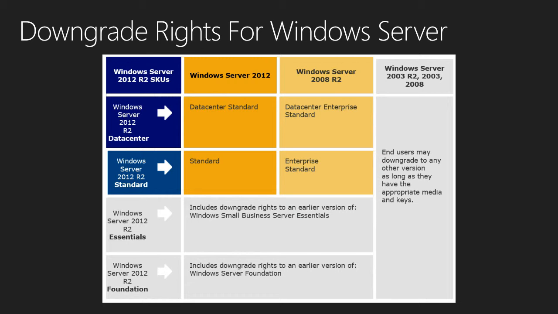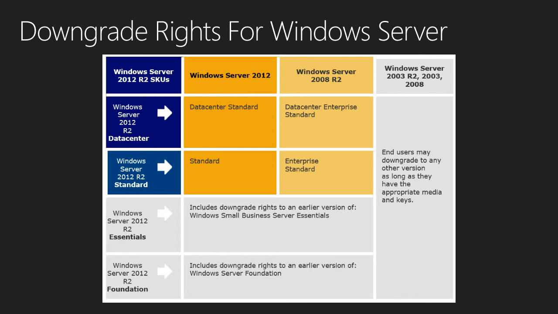So first up, if we take a look at some of the examples that we've got here around where you're starting from and where you can go to, a lot of these are fairly self-explanatory. So if we just focus on the Windows Server 2012 R2 data center and Windows Server 2012 R2 standard, so effectively the blue boxes, and then move into the orange and the lighter orange boxes, you'll see that with data center, we've got the ability to start moving to previous versions of data center and standard and enterprise.